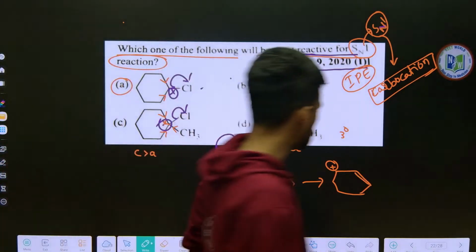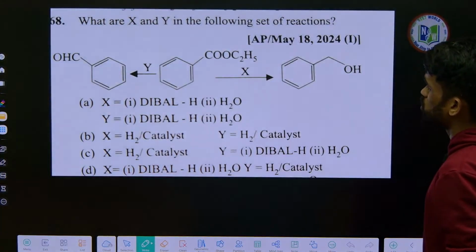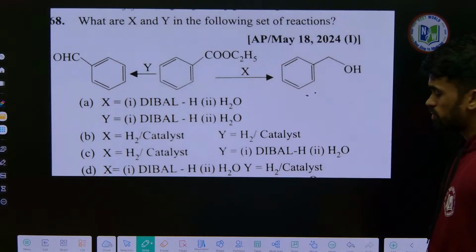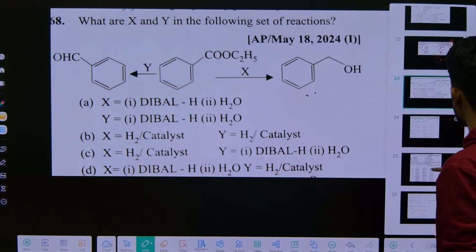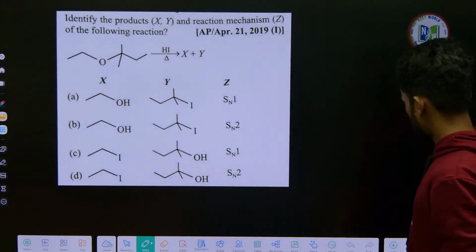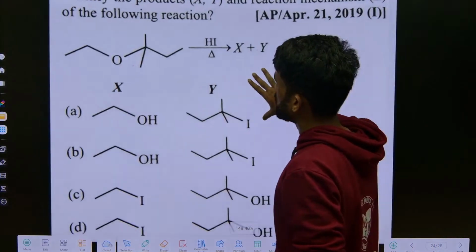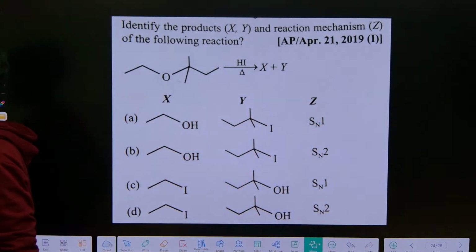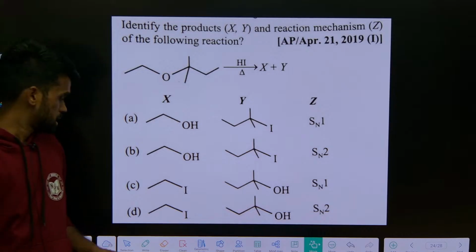And next, let me show a few more questions. We'll come to this type of questions once we know more and more content. See here, again look at this, it's looking like very big structures are there. Do not get scared by looking at the structures. It's very easy to solve.